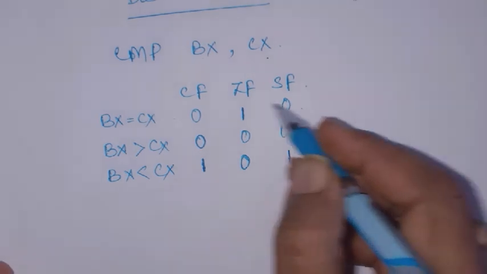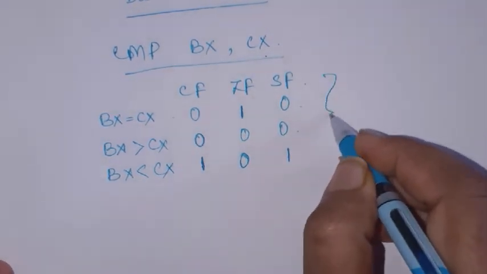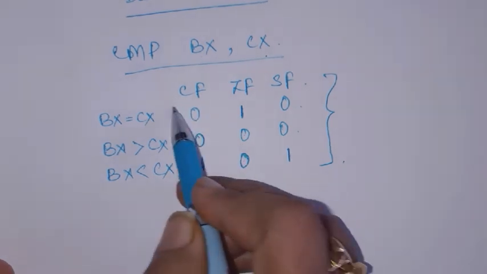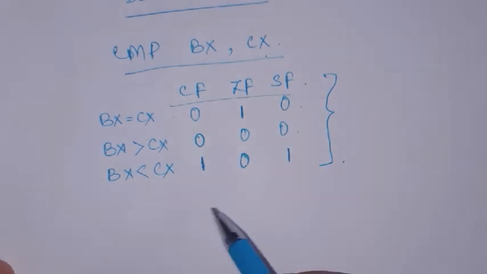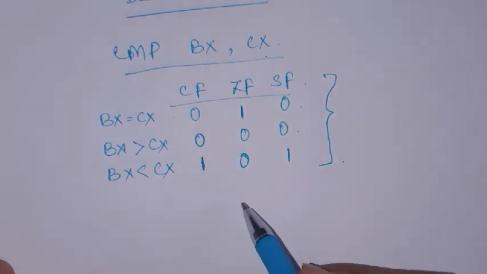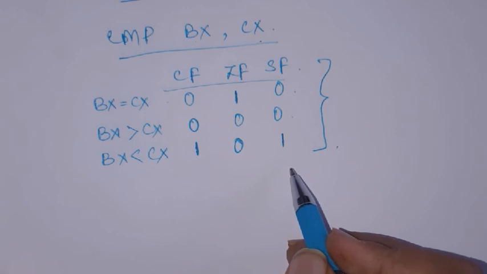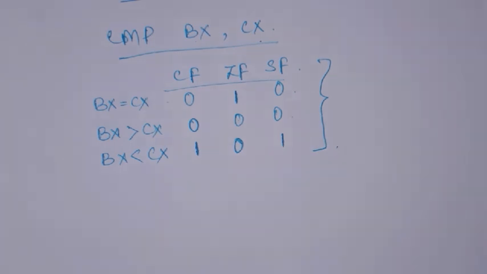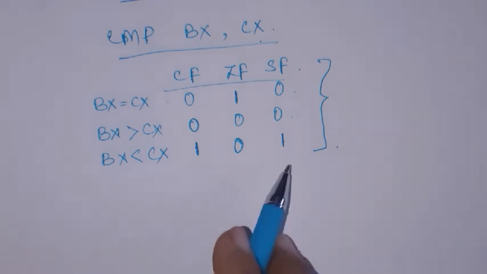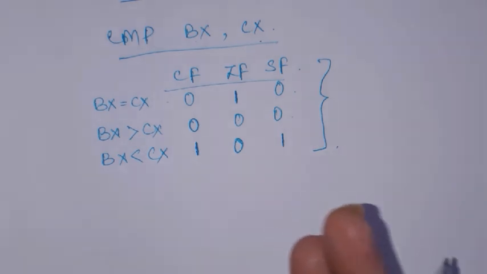Okay, so after the execution of this instruction, always you check these flags to know whether the number is greater than, equal to or less than the other number. Okay, this is how compare instruction is used. So these are some of the arithmetic instructions. Still many arithmetic instructions are there. We'll continue in the next video.